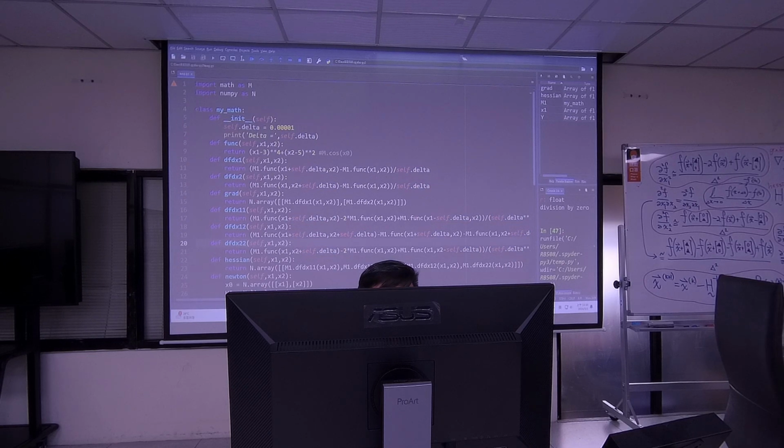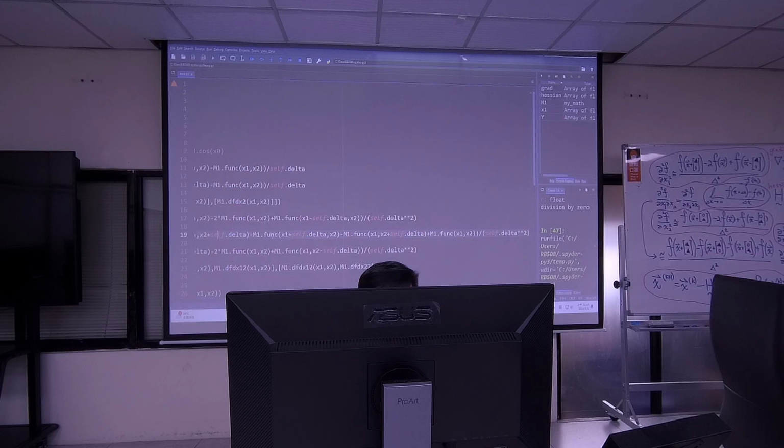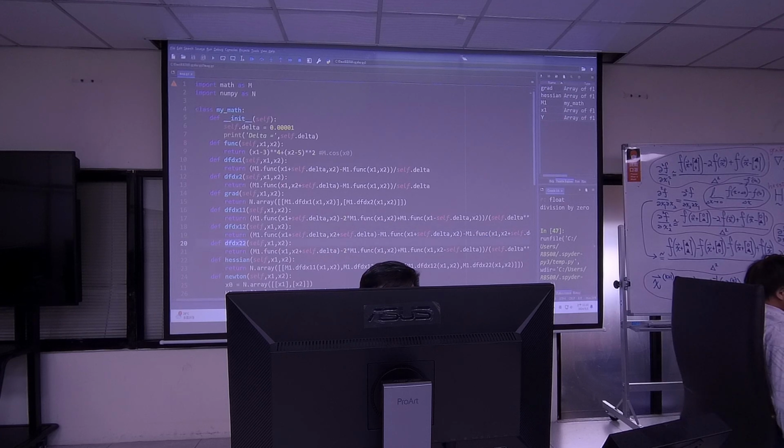Now for the 1, 2, it's the most complex one. You have an increment of delta on x1, increment of delta on x2, and then increment of delta on x1, increment of delta on x2, and also plus the function value at the original position. For this last one, the second order derivative with respect to x2, you have an increment on x2, decrement on x2.